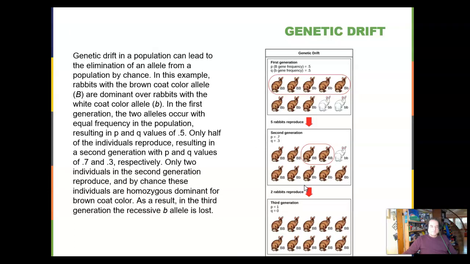All right. Okay. So let's talk about some of the things that can affect that Hardy-Weinberg equilibrium. The first one is the population question. So genetic drift is the change in allele frequencies in a population due to random events having nothing to do with the biology of the organisms, eliminating copies of an allele.